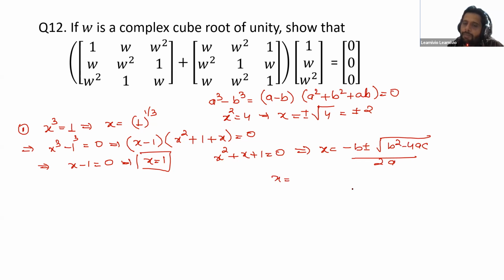So x is equal to minus b plus minus under root b square minus 4ac, by 2a. So x is equal to minus 1 plus minus under root minus 3. Minus 3 means 3 iota by 2.